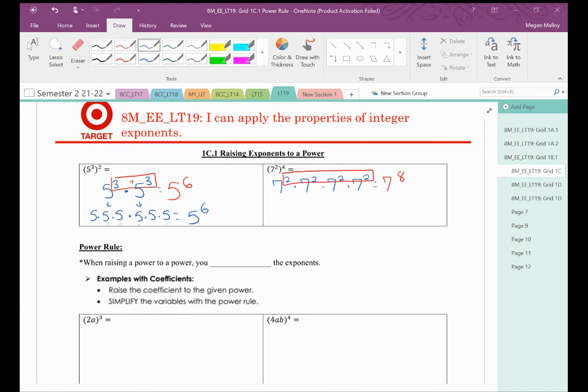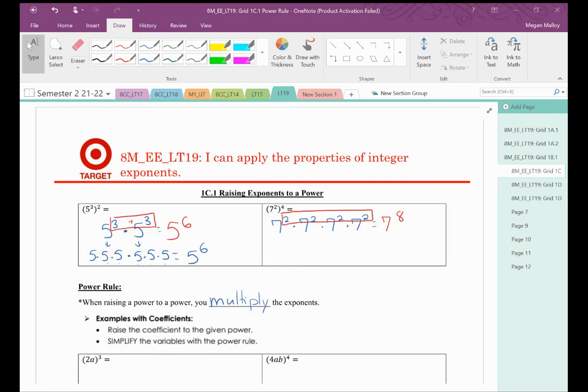So the shorthand, or the quick rule, the power rule says when raising a power to a power, we're actually going to multiply the exponents. So if we look back up at our first two examples, 5 raised to the third to the second, it would be 5 to the 3 times 2, which gives us 5 to the 6th, which matches what we had originally figured out. And 7 squared raised to the 4th power would be 2 times 4. 2 times 4 is 8. And that matches again the answer that we already got.